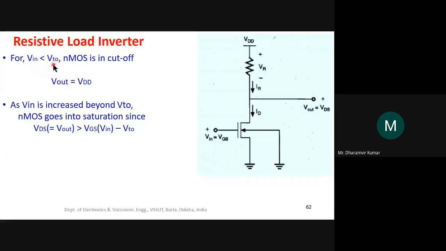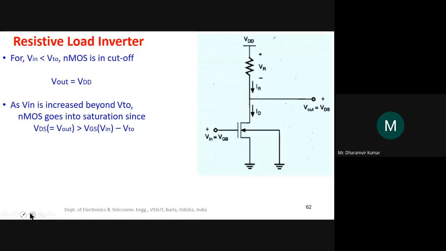When the input voltage is smaller than the threshold voltage, the device is cut off, or it simply behaves as an open circuit. It does not conduct. When it is an open circuit, this terminal will not be in contact with that terminal, and no current is flowing through this branch. The current through this branch is 0, and in that case the output terminal voltage will be equal to the supply voltage.